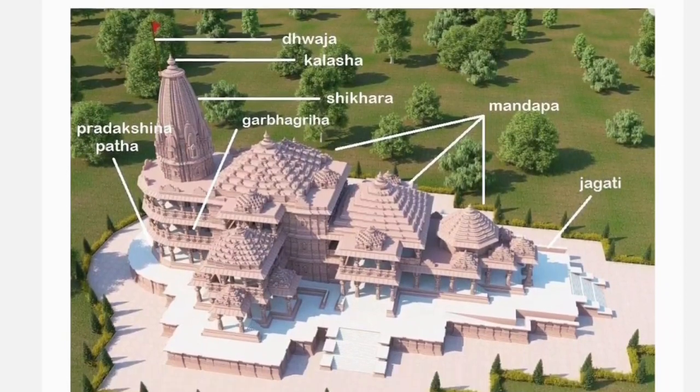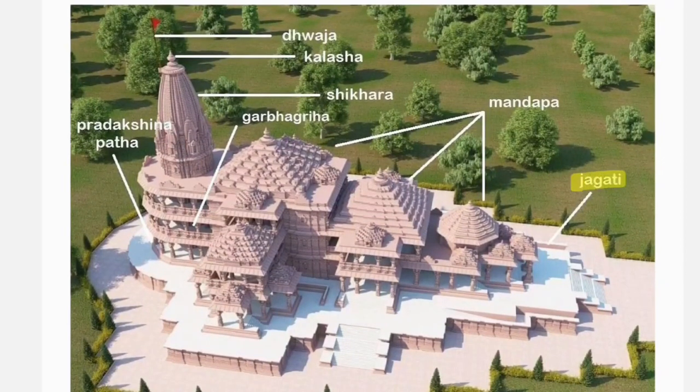If we look at the structure of the temple, then there is the Jagati, which is the platform over which the temple is constructed. The Mandap, which is supported by various pillars, is used by devotees for chanting and resting inside the temple. Then there is the Garbhagriha, inside which the main idol of the deity is located. Then around the Garbhagriha there is the Pradakshina path, which is used by devotees to go around the idol of the Lord.